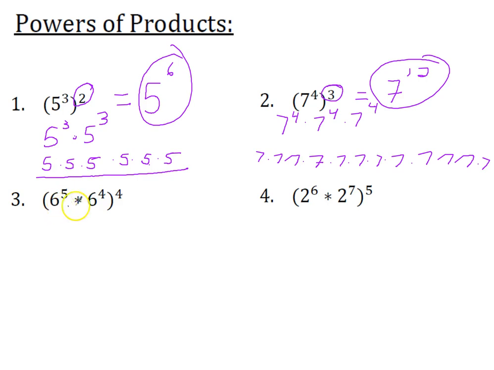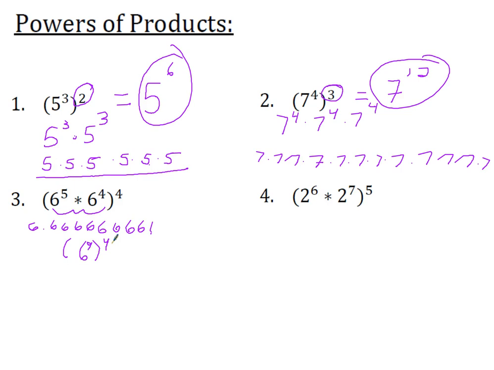Okay, for the next one, I have 6 to the 5th times 6 to the 4th, all to the 4th power. I'm going to simplify what is inside first. So I have 5 6s, and I have 4 6s. So in total, 2, 3, 4, 5, 6, 7, 8, 9. Oops, I drew one too many. I should end up with 9 6s. So this will be 6 to the 9th to the 4th.